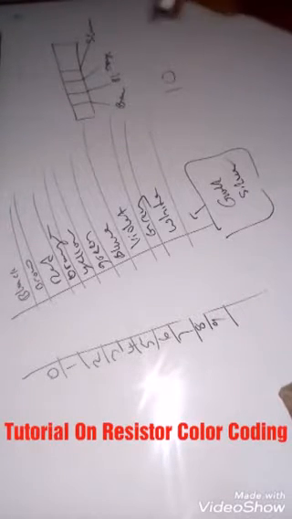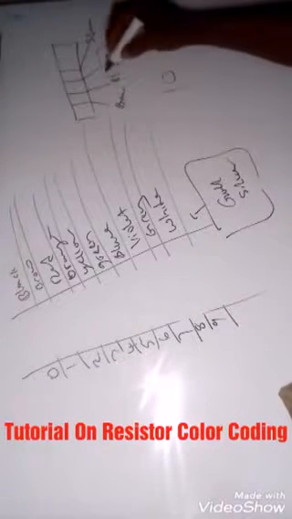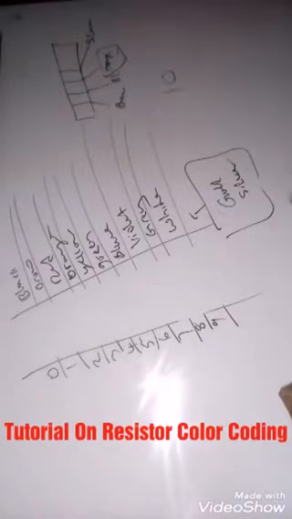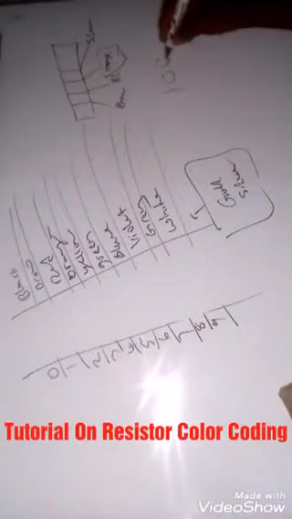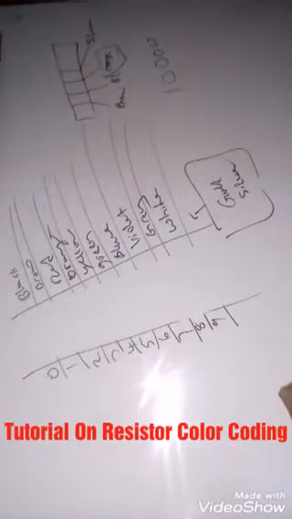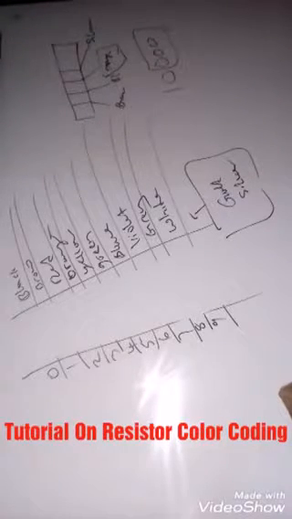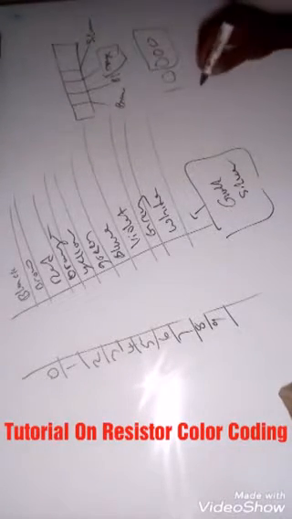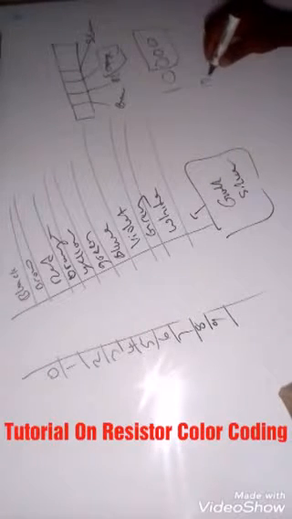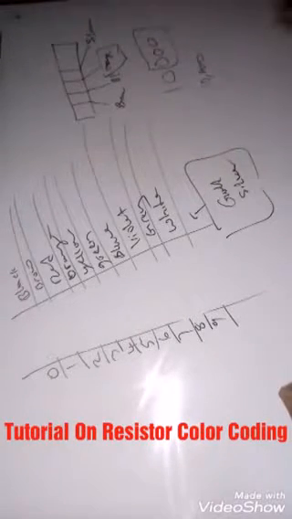Now we have 10. Now this is orange. Remember, it says convert the third color into its corresponding number of zeros. Orange is 3, so we just say 0, 0, 0. We've converted the orange into its corresponding number of zeros. So our final answer becomes 10,000 ohms. Resistor is measured in ohms, so whatever you are calculating ends in ohms.